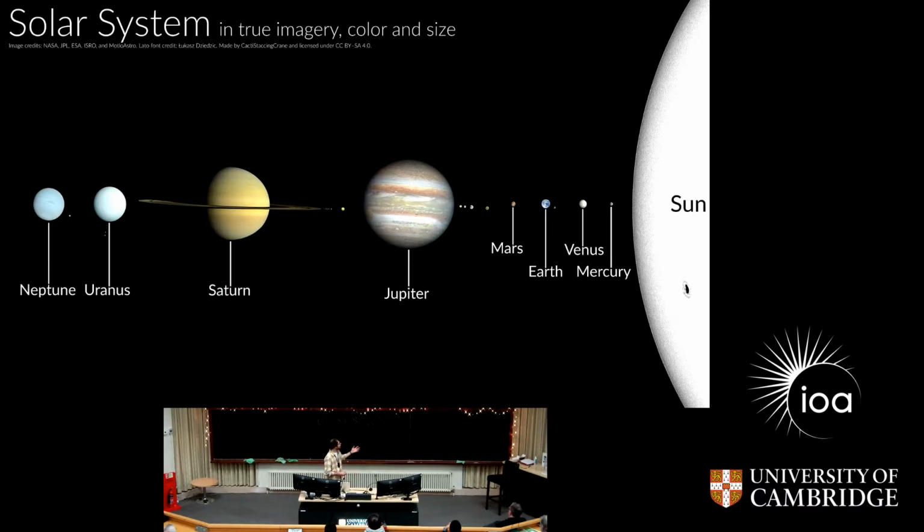And then we have Mars. Mars is another rocky planet. It's a bit smaller than the Earth, and Mars also has some satellites. And then, in the outer part of the solar system, we have different kinds of planets.